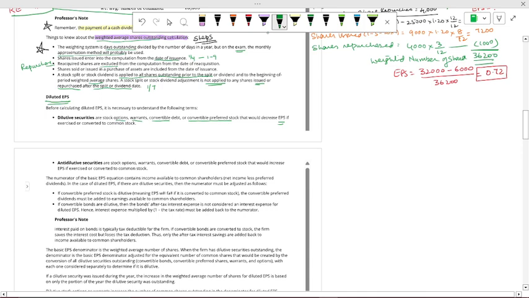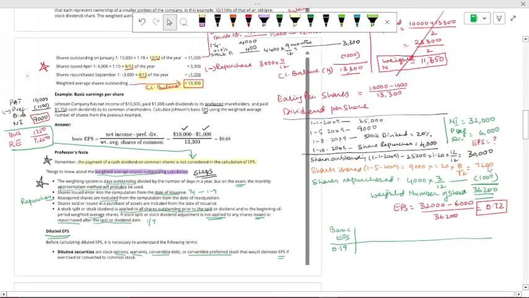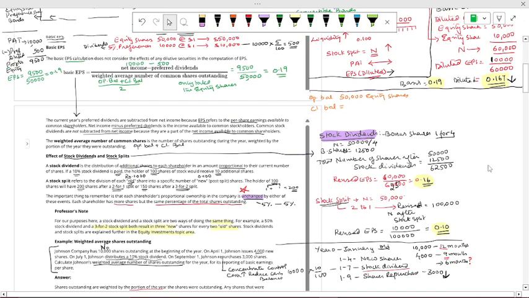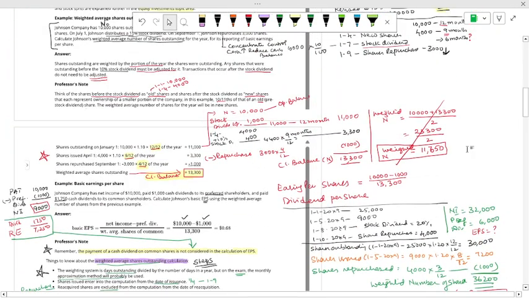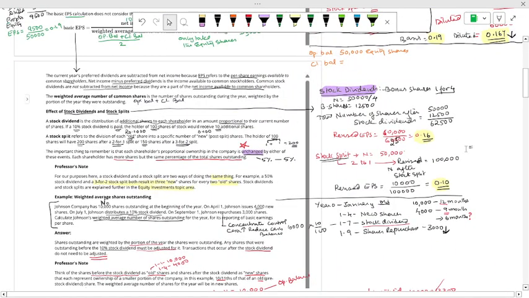Now we'll make a comparison. Basic EPS, how much have we calculated? We have calculated 0.19. Diluted is how much? We have calculated diluted, 0.167. Okay, next. The third one we are talking about is stock dividends.